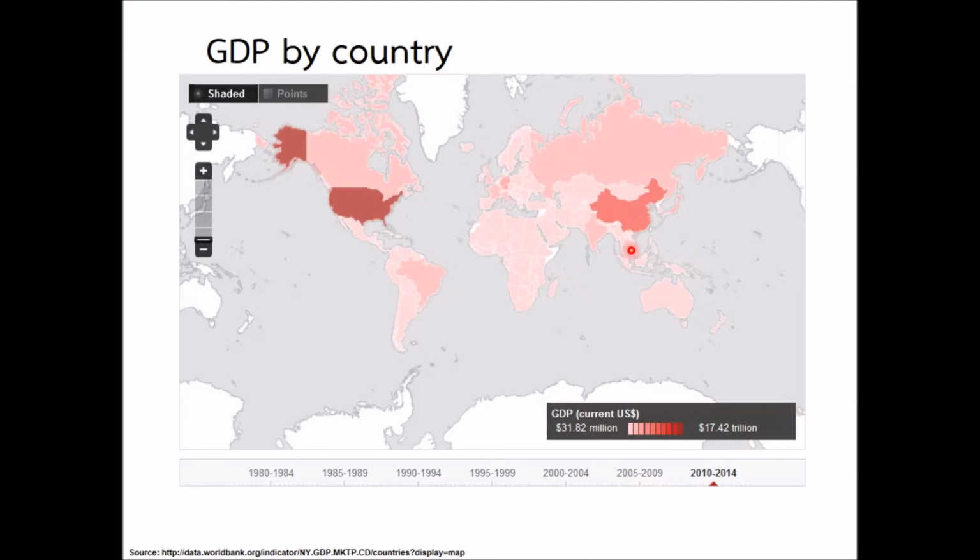Thailand, you can see it has a relatively light red color, has a relatively low GDP. Also, a country like Sweden has a low GDP, similar to the GDP of Thailand. France also has a relatively low GDP, also similar to that of Thailand.